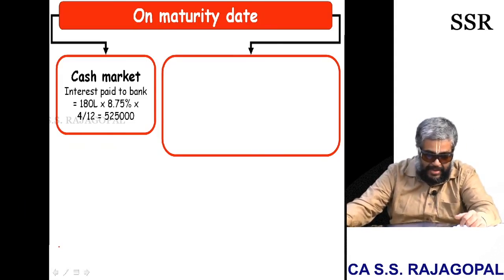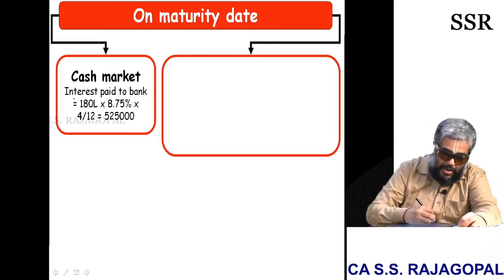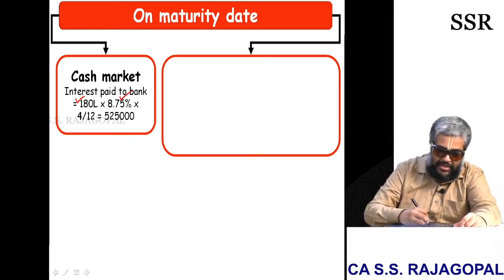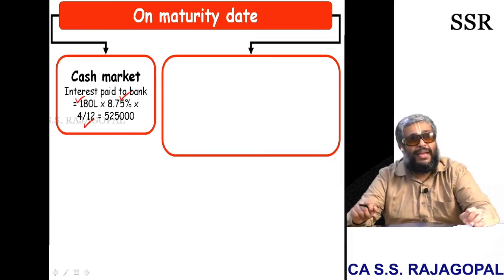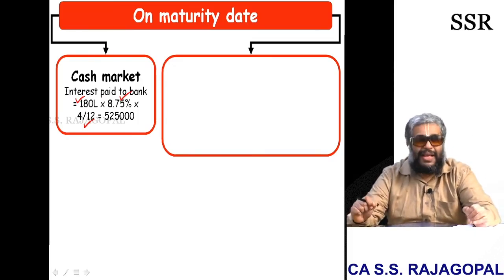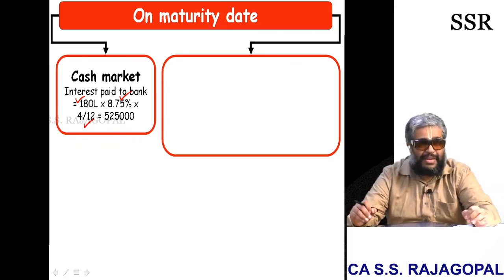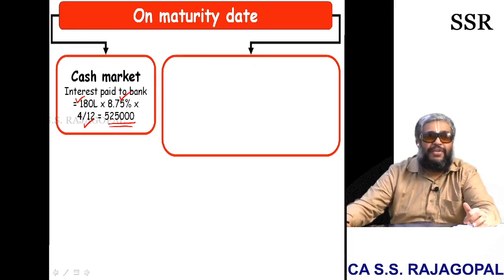Next line. Interest paid to bank is equal to, it is going to borrow 180 lakhs. 180 lakhs into 8.75% into 4 by 12. Interest paid to banks is equal to 180 lakhs into 8.75% into 4 by 12, which is 5,25,000.